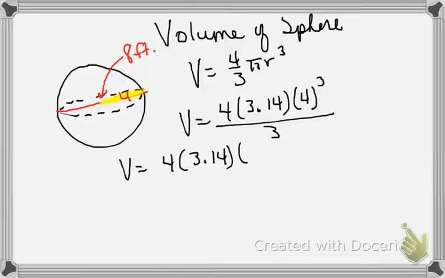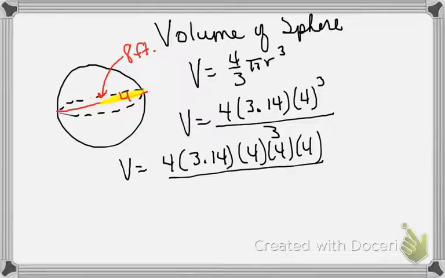3.14. Now, cube means 4 times 4 times 4. A lot of kids will mess up and put 12. That's not 12 because 4 times 4 is 16, and then 4 more is 64. And you're going to divide the whole thing by 3.